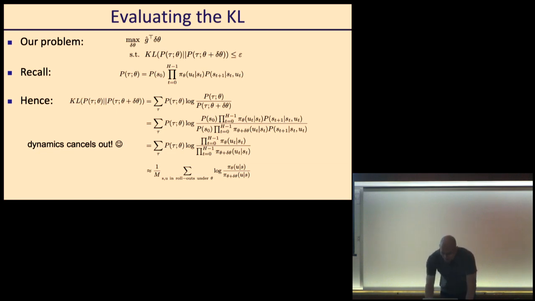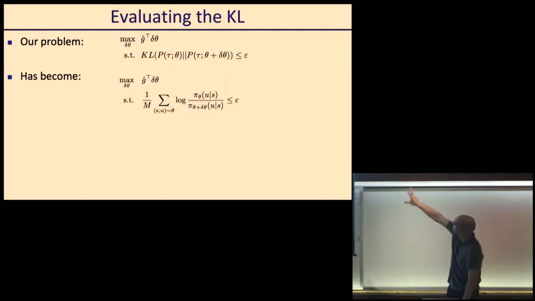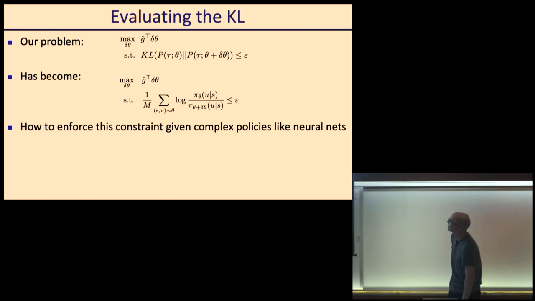Okay, so what does it give us? We have now turned the top objective into something much more concrete, where we have access to all the quantities. We get these quantities from our rollouts. The gradient we've seen on the board just before, how to get it, and then that log probability ratio, well, we just look at our rollouts and we look at the ratio. We can just insert it right there. So now, how do we enforce this constraint given we have some complex policies like neural networks?